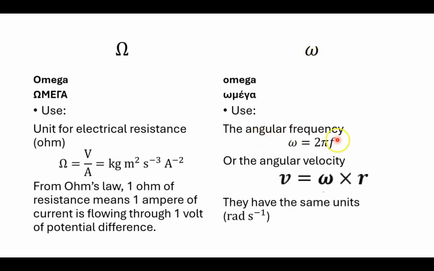It's used for the angular frequency, which is 2 pi, so this is the angular part, times the normal frequency f. Or in the vector sense, it can also represent the angular velocity. Although one is a scalar and one is a vector, they actually have the same units. Both are measured in radians per second.